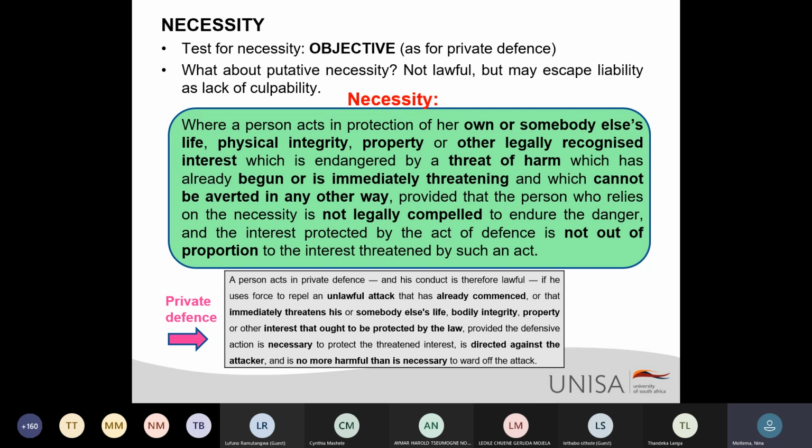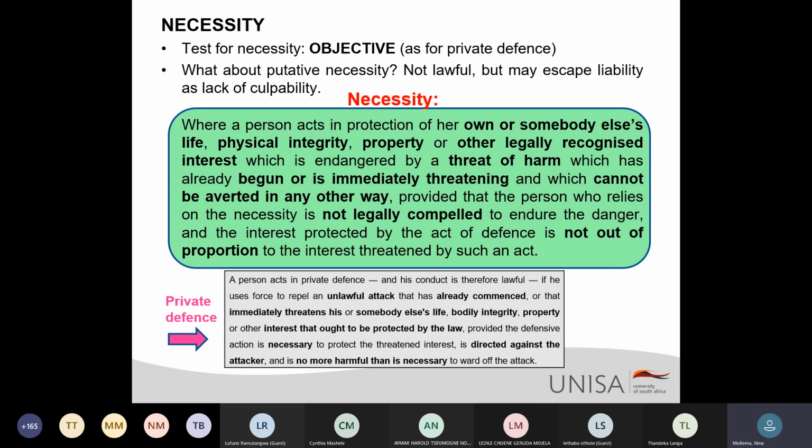Let's have a look at the definition of necessity. At the bottom, I've put down the definition of private defence, which you got to know last week, and you will see that it is very similar in certain regards. So please don't get confused. The definition of necessity states that where a person acts in protection of his or her own or somebody else's life, physical integrity, property, or other legally recognized interest, which is endangered by a threat of harm which has already begun or is immediately threatening, and which cannot be averted in any other way, provided that the person who relies on necessity is not legally compelled to endure the danger, and the interest protected by the act of defence is not out of proportion to the interest threatened by such an act.